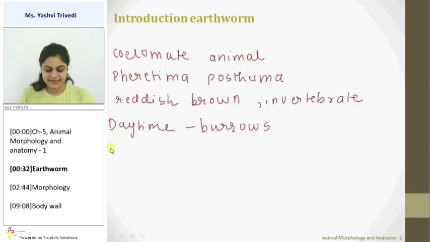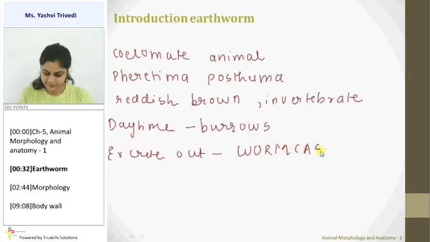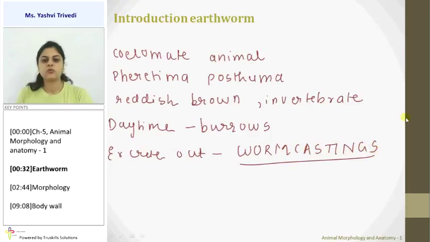And the excretory material, what the earthworm excrete out, is called worm castings. That's called worm castings, and earthworm can be traced with the help of this worm castings. So this is the introduction of the earthworm.